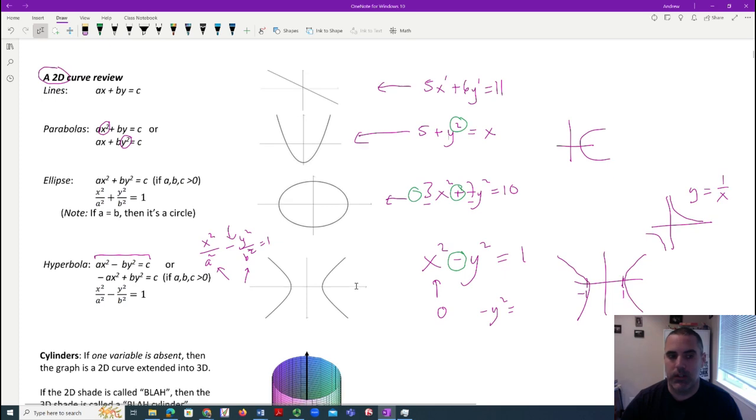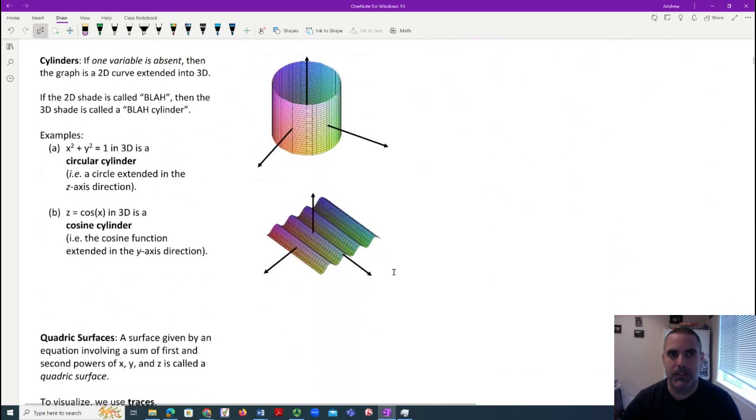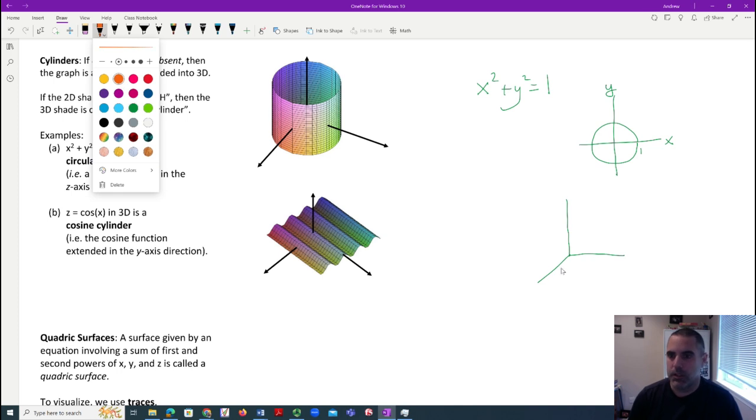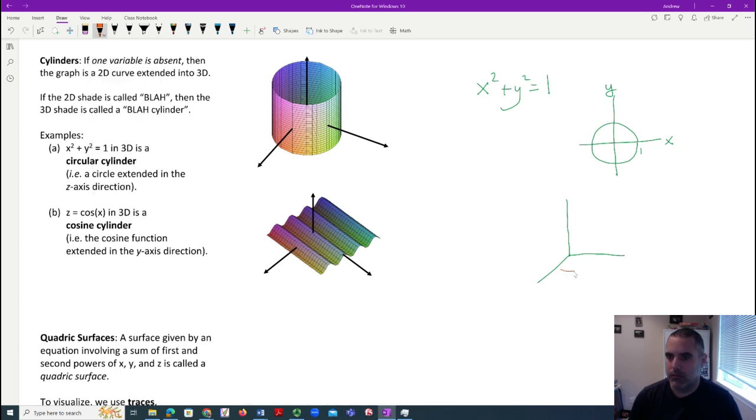So now we're going to move to 3D. In 3D, you have a few possibilities. One possibility is this. If someone says x squared plus y squared equals 1, in 2D, that's a circle of radius 1. Here's x, here's y. In 3D, what they're saying is there is no restriction on z, so z can be anything you want, which means you could draw it when z is 0. So that would be this circle of radius 1 at z equals 0.